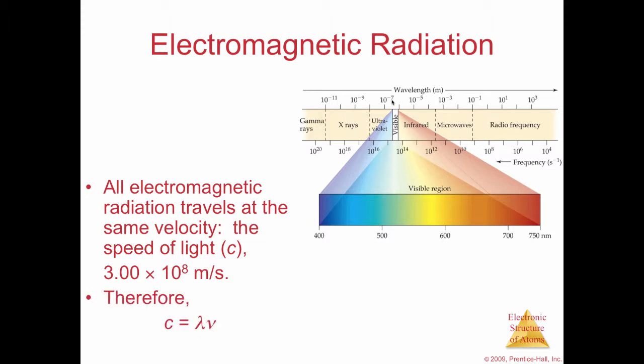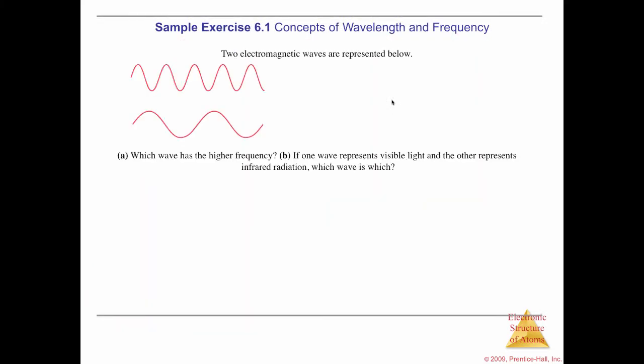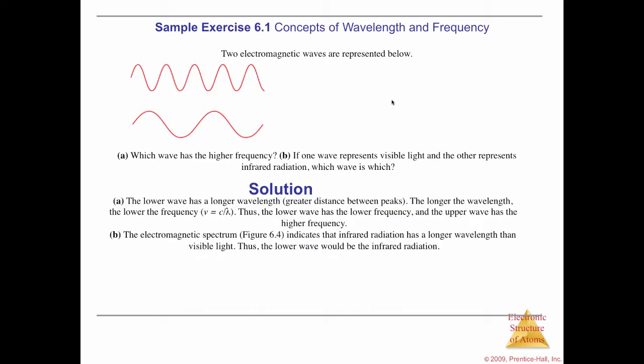We have the relationship c equals lambda times nu, saying that the speed of light is equal to the wavelength times the frequency. Two electromagnetic waves are represented below. Which wave has the higher frequency? And if one wave represents visible light and the other represents infrared radiation, which wave is which?